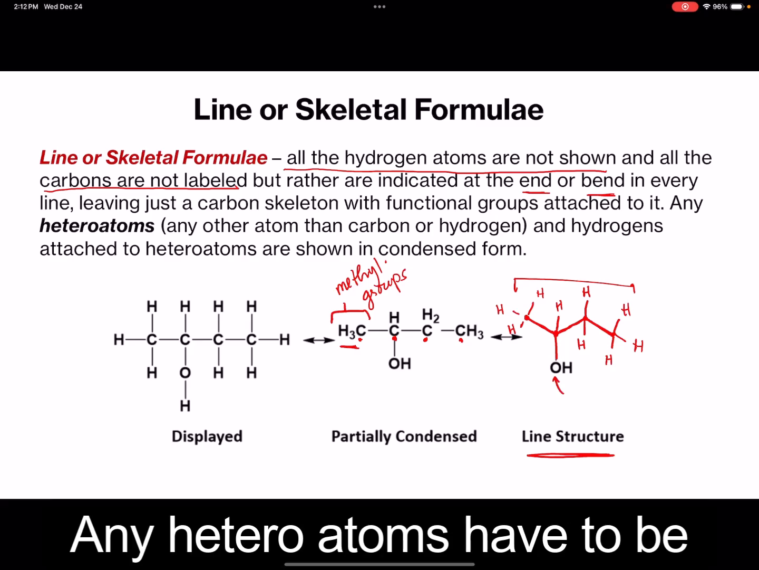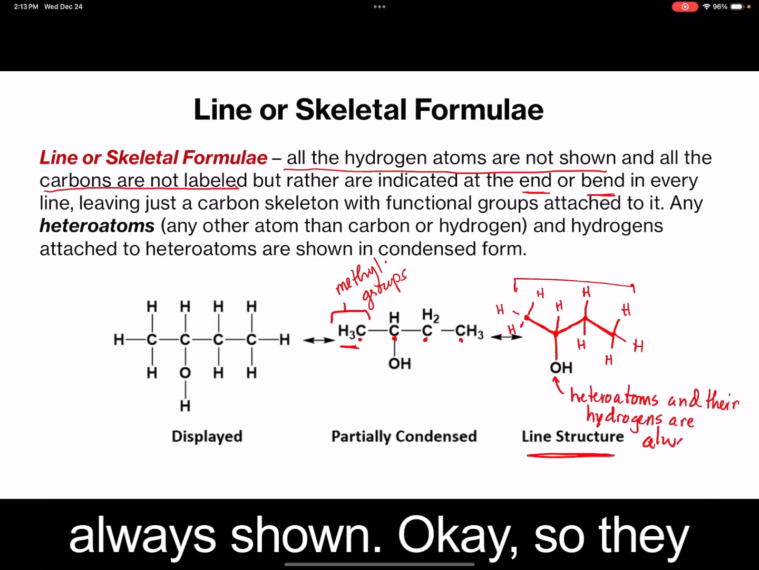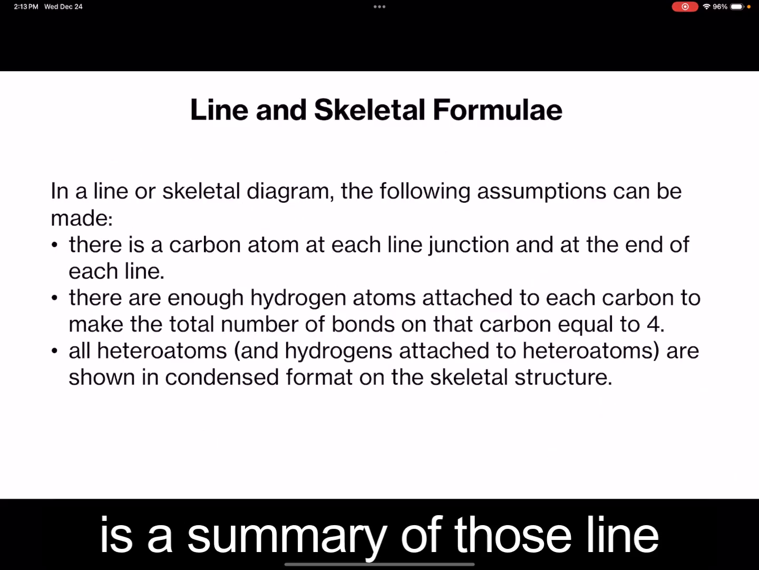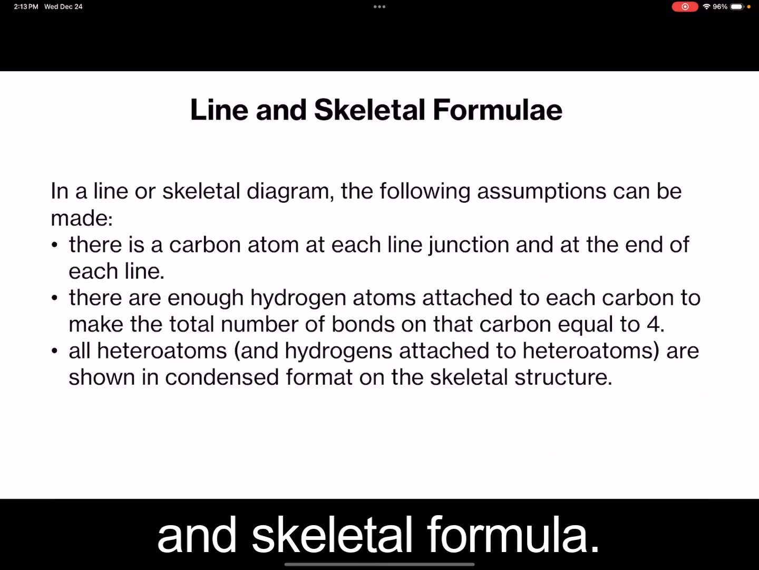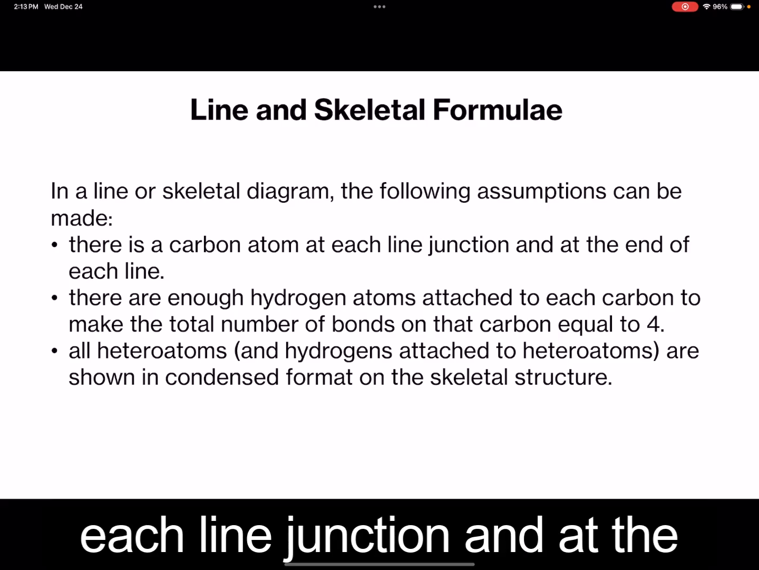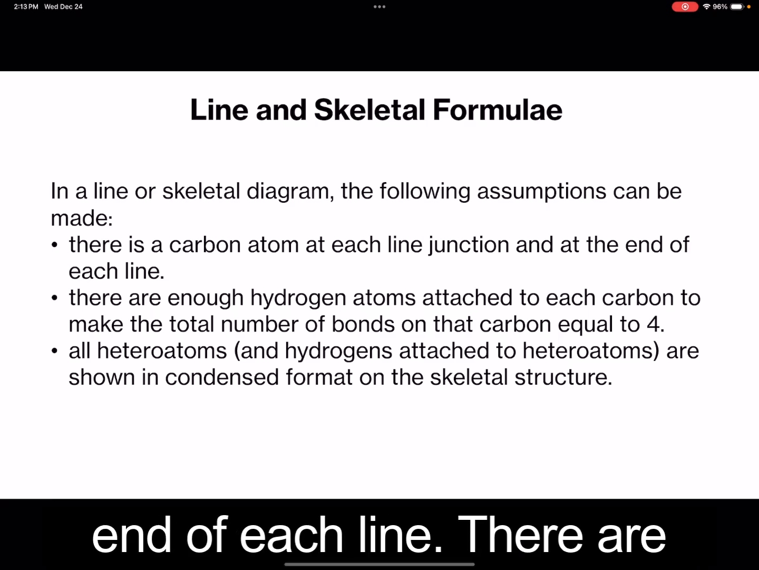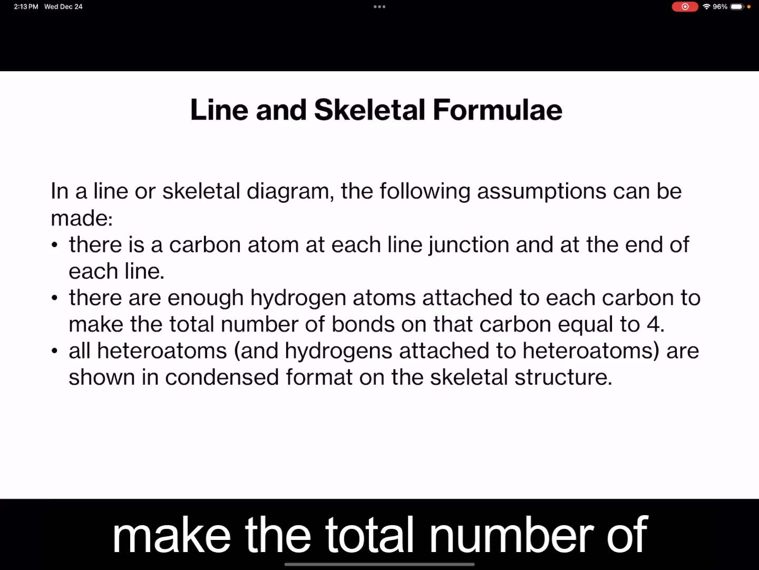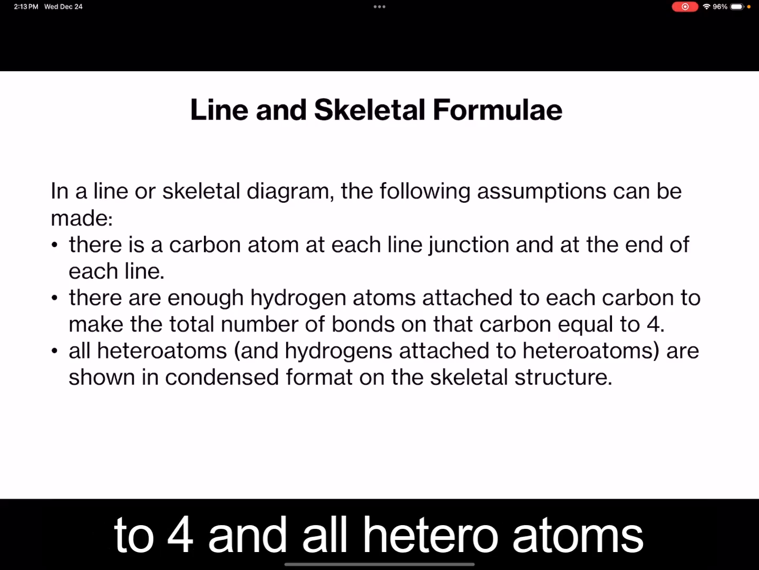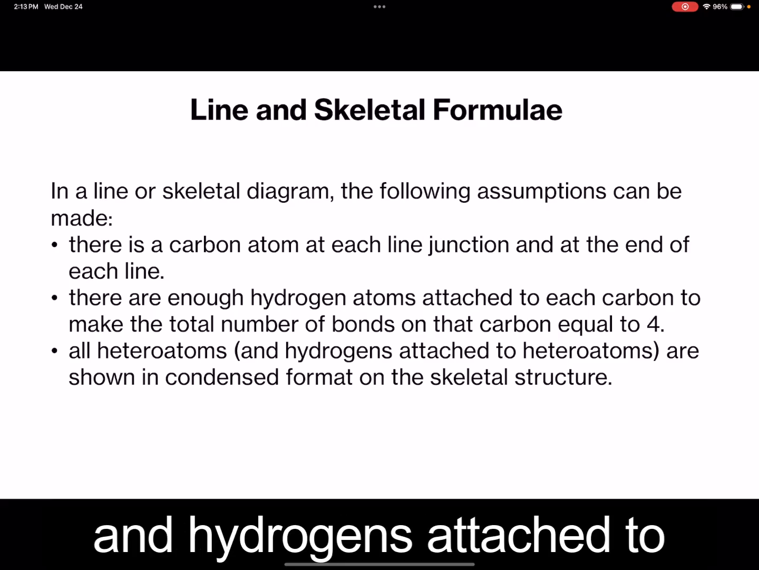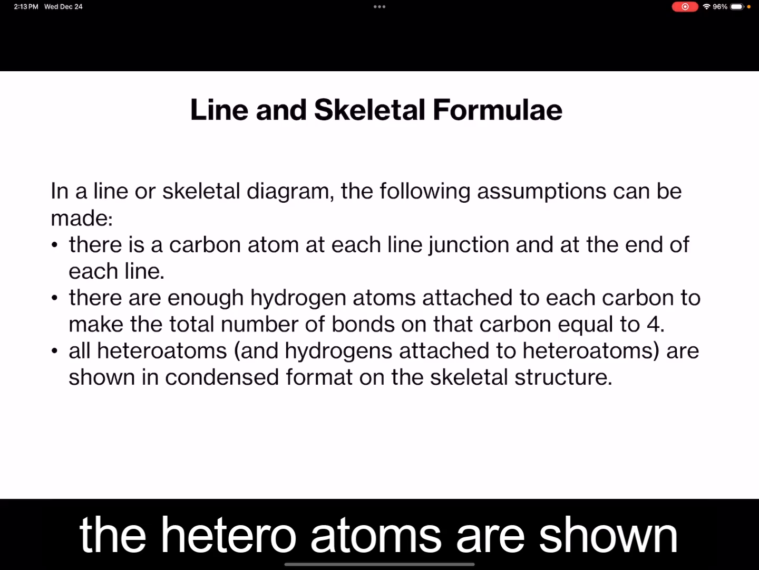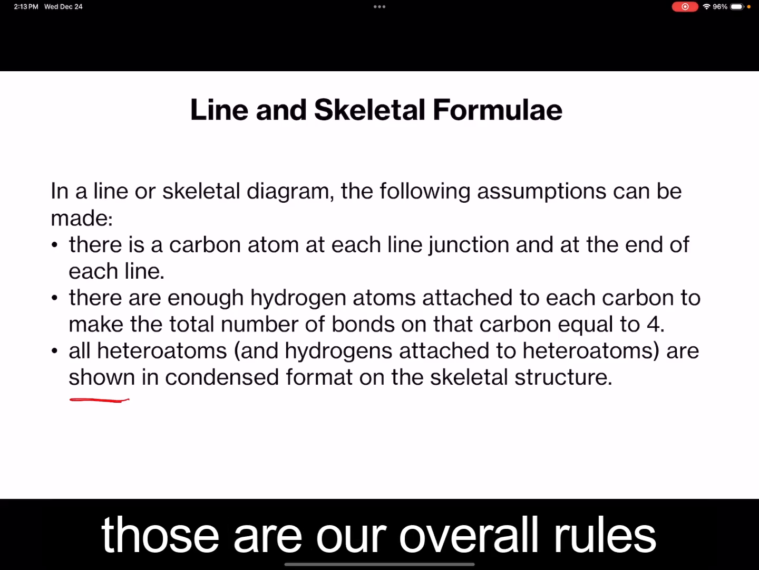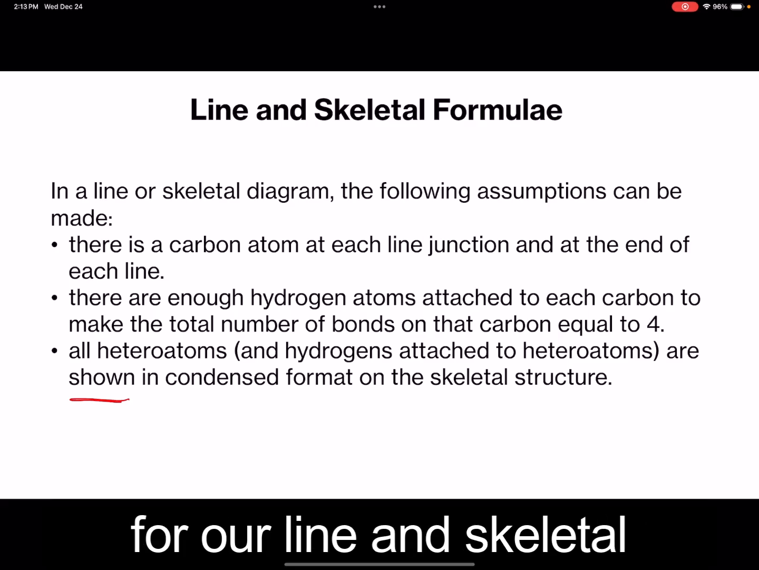Any heteroatoms have to be shown, and their hydrogens always shown. Okay, so they always have to be shown. So this is a summary of those line and skeletal formulas. There's a carbon atom at each line junction, and at the end of each line, there are enough hydrogen atoms attached to each carbon to make the total number of bonds on that carbon equal to 4, and all heteroatoms and hydrogens attached to the heteroatoms are shown in the condensed format of the skeletal structure. So those are our overall rules for our line and skeletal formulas.